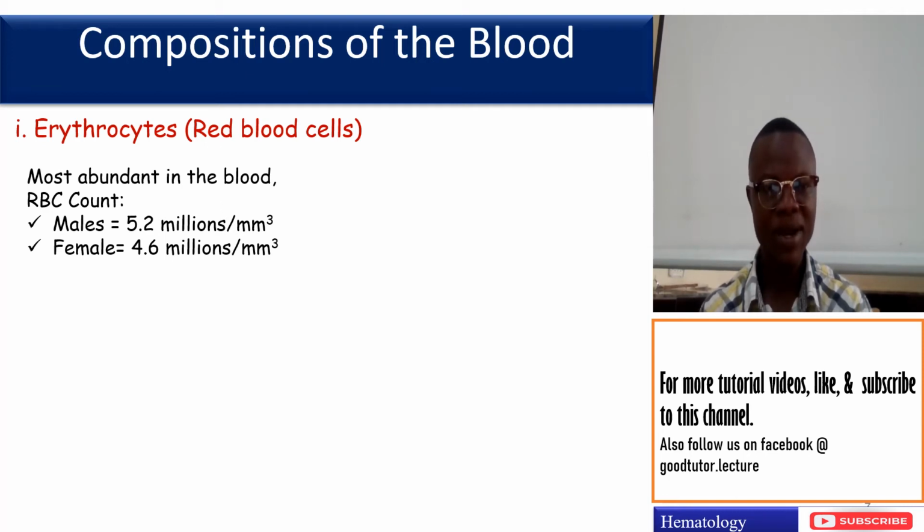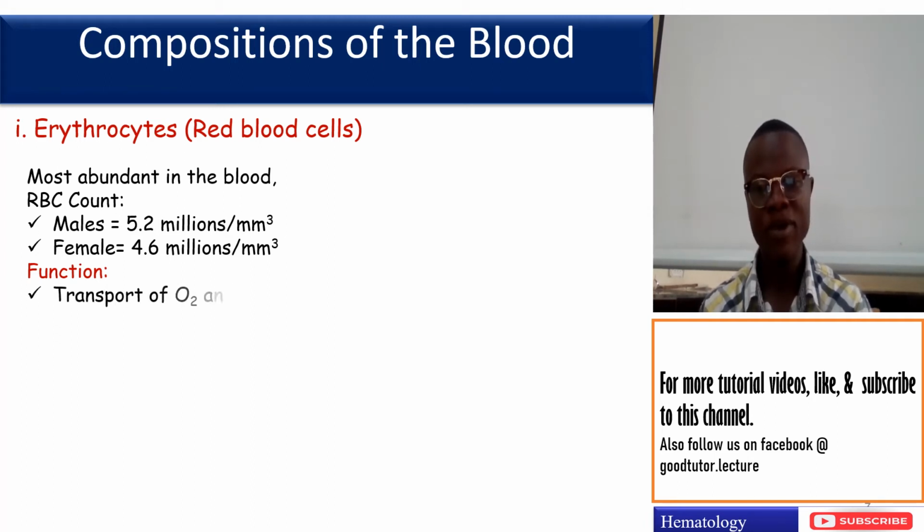Also, we will look at the functions of the blood. The blood primarily functions in the transport of oxygen and carbon dioxide. It takes oxygen from the lungs to the cells or tissues and it transports carbon dioxide from the tissues to the lungs.